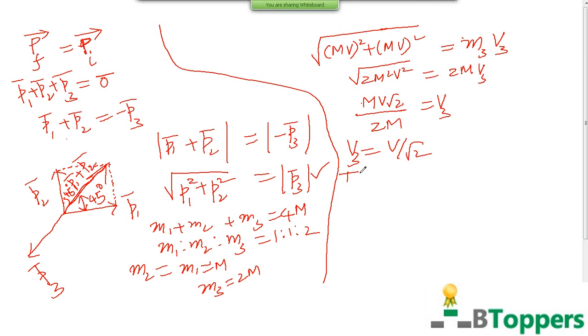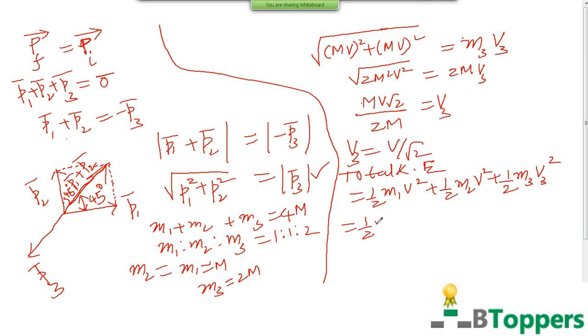Total energy released is equal to total kinetic energy of the three parts into which the body explodes. That is the sum of the kinetic energies of the three parts. The first two parts move with velocity of the same magnitude v. So mass of the first part is m, magnitude of velocity is v. Mass of the second part is also m, magnitude of velocity is v. Mass of the third part is 2m and magnitude of velocity is v by root 2.